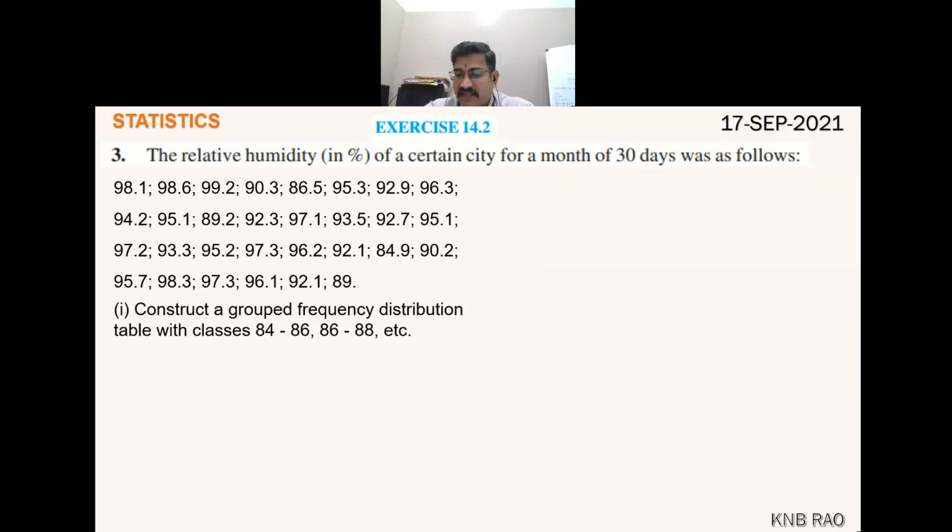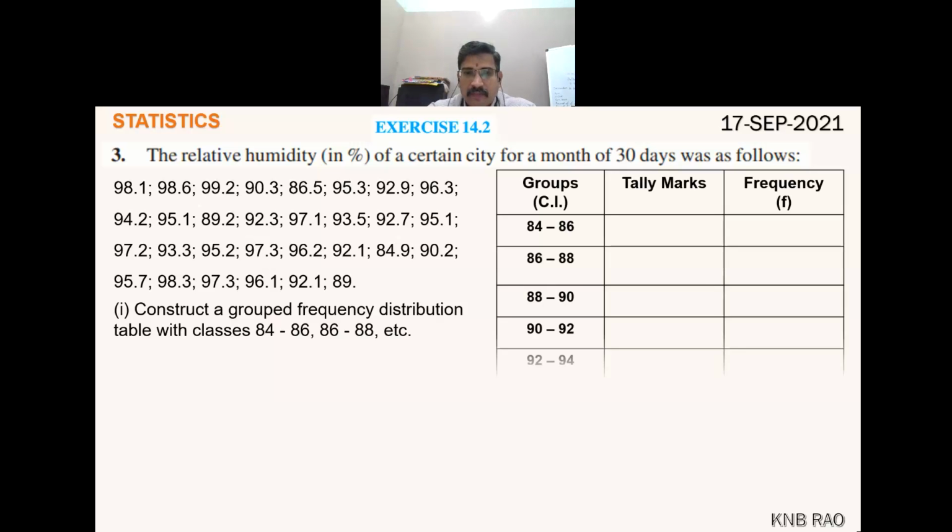What type of class intervals are they asking, and what type of frequency distribution are we going to do? Here 84 to 86, 86 to 88, there is no gap. Obviously it is a continuous frequency distribution. So let us do that.